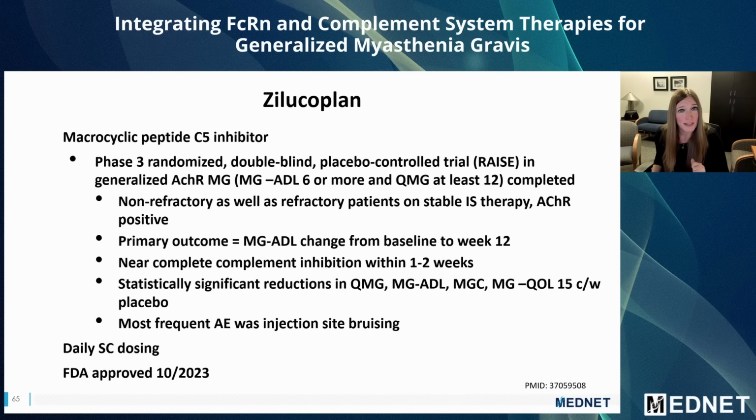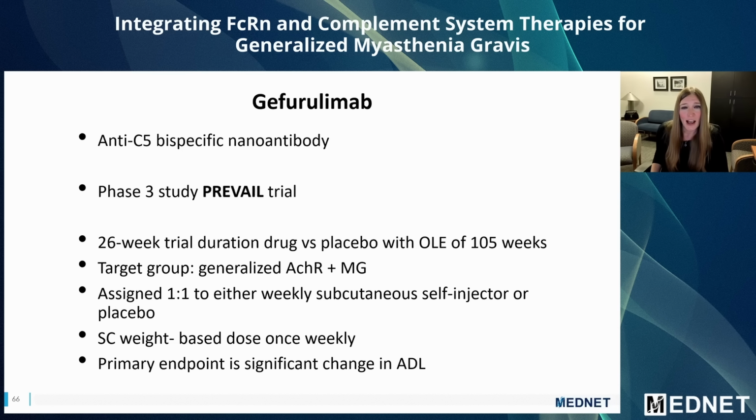Then in 2023, there was another complement inhibitor that was approved. So this was based on the RAISE study. It's a little bit of a different molecule. It's a macrocyclic peptide C5 inhibitor. This was targeting non-refractory as well as refractory patients, also generalized acetylcholine receptor positive. They only looked at a change from baseline to week 12 and showed very statistically significant reductions in all the measures and improvements. So this is daily sub-Q dosing. This was approved in 2023.